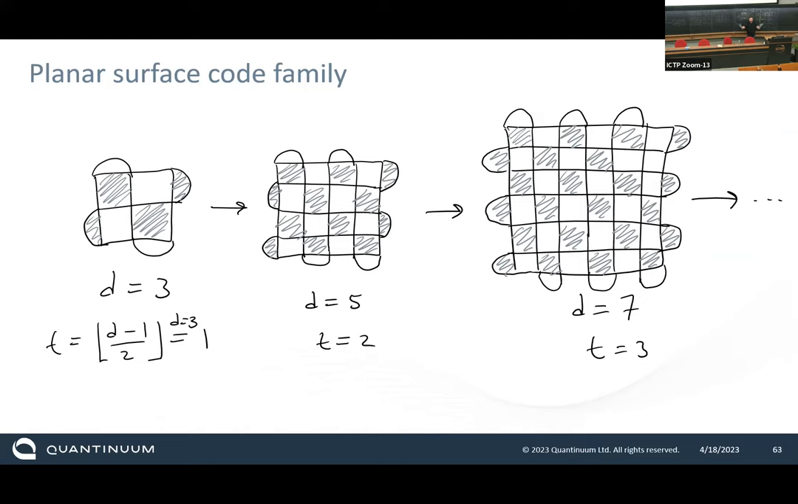Anyway, as you make these codes larger and larger, as you can see, they can correct more and more errors. So that means they can suppress the logical error rate, because we're spreading the information across many qubits.